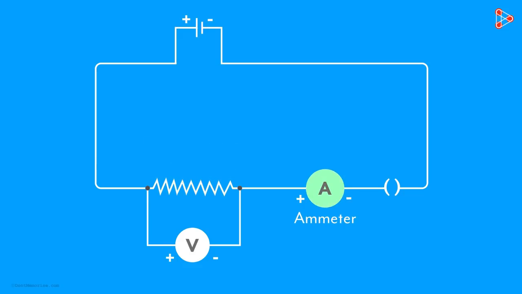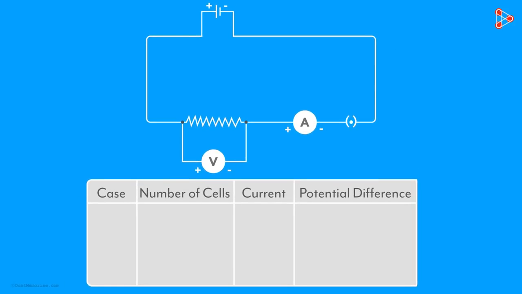This is the ammeter, which is in series. This is the voltmeter, which is connected in parallel. And this is the plug key. We close the plug key and note down a few readings. We need to note down the reading in the ammeter and the reading in the voltmeter. Let the current and the potential difference be I1 and V1 respectively.